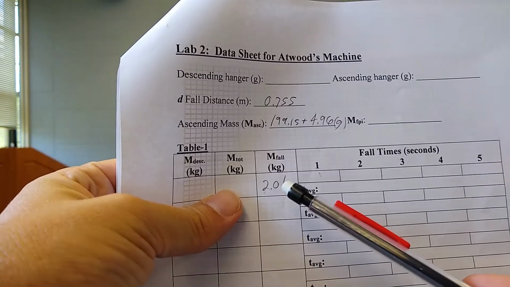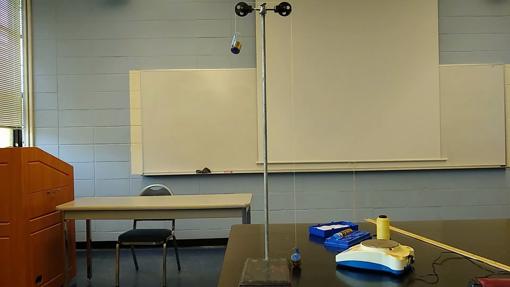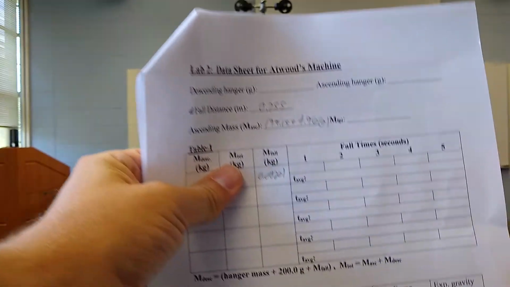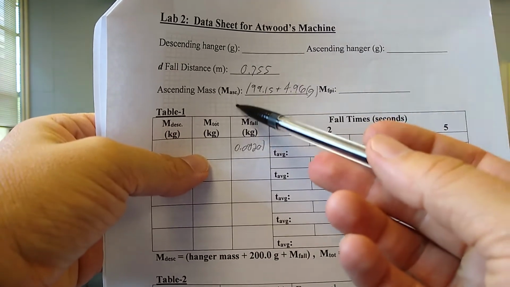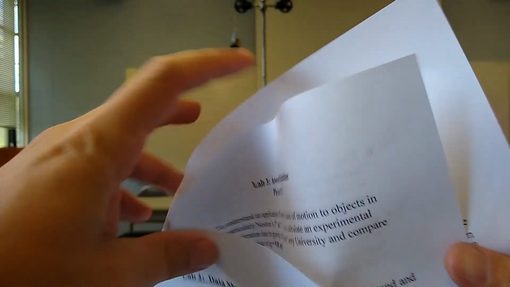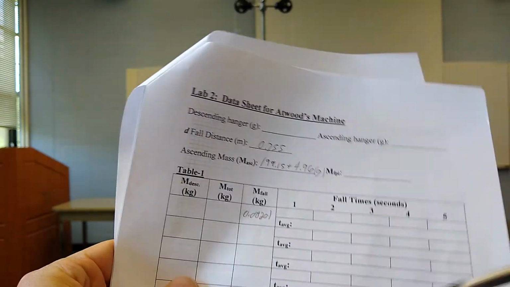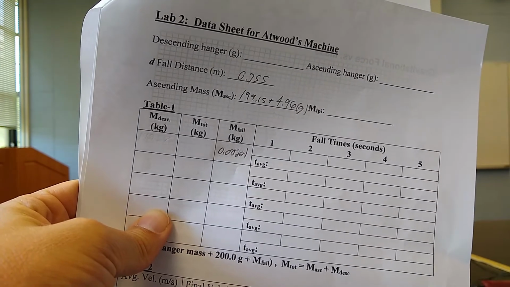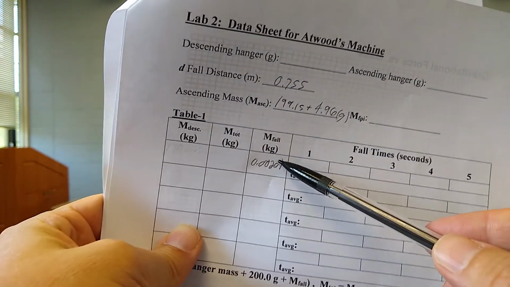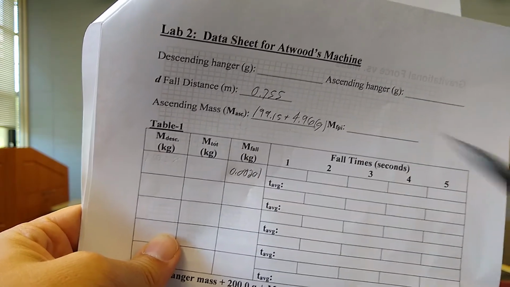That little bitty mass, 2.01 grams, the table says kilograms, so you have to convert that by moving the decimal 3 places over. It's actually 0.00201, a small number of kilograms. That little amount is moving all of this mass plus all of the descending mass. Over 400 grams is being moved by 2 grams under the acceleration of gravity. But because that tiny mass is acting on all of that mass, it accelerates slowly, and we can time it.